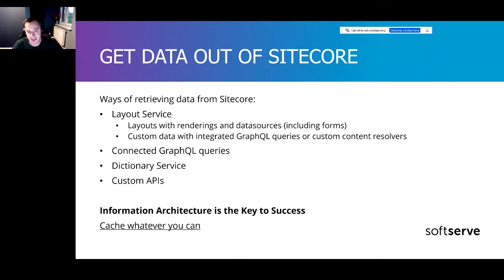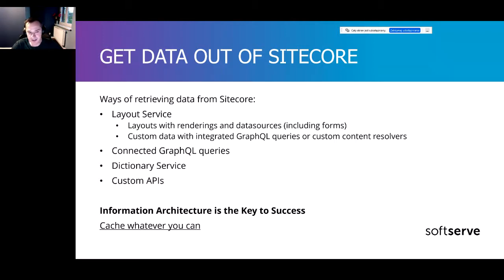The layout service is actually an API, which is part of the JSS package, which you install on top of Sitecore. So Sitecore exposes this API, and it basically returns the entire layout of the entire page with all the components inside as JSON. So it includes also Sitecore forms. The Sitecore forms are actually serialized to JSON as well. So all the fields which you define there will be returned as JSON.